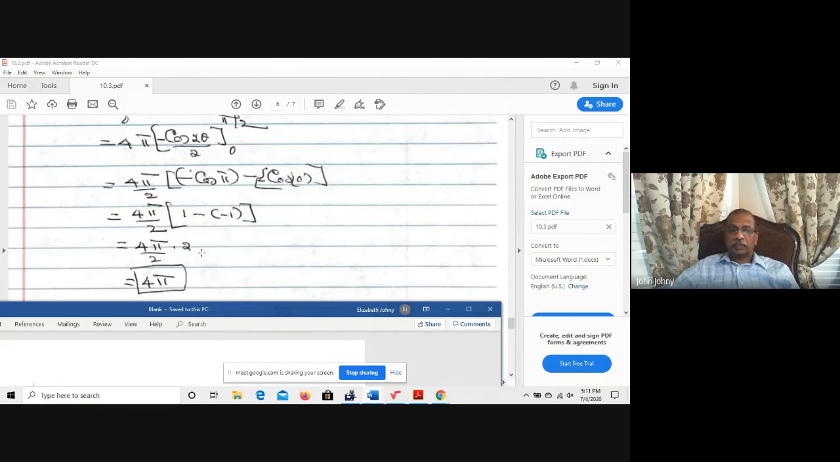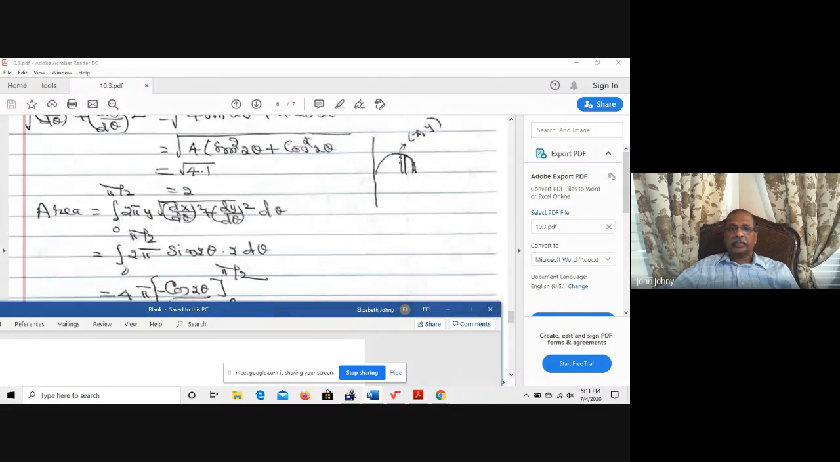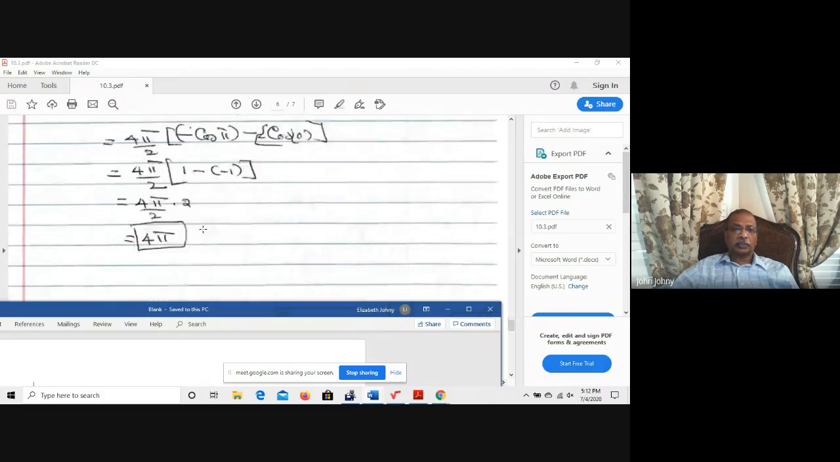And you may verify this by using the formula. The resulting object is a sphere with a radius of 1. The surface area of a sphere is 4 pi r squared. So this is 4 times pi times 1 squared, that is 4 pi. So by using the formula, the answer is verified.